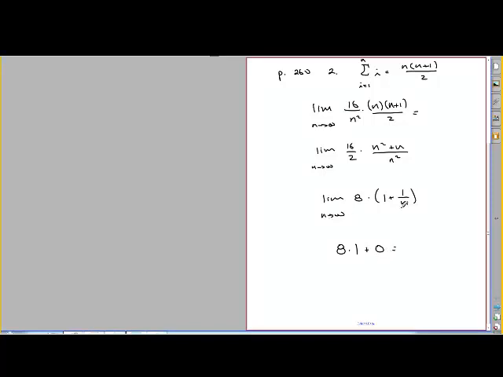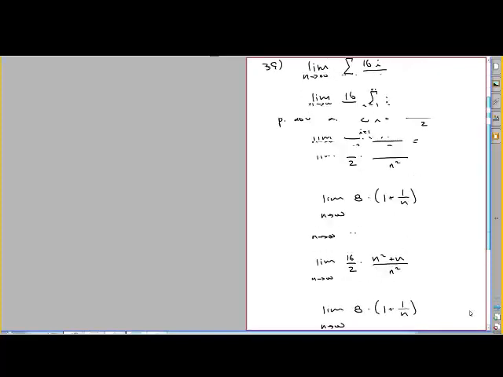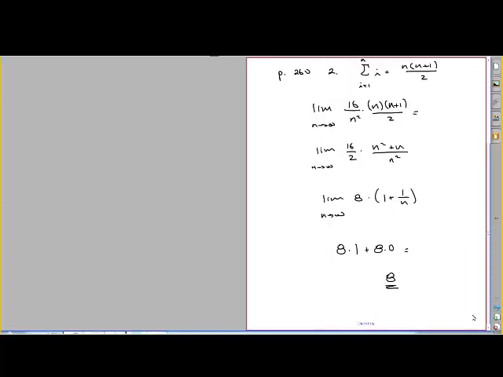When we do that limit, this 0 is from that term. This 1 is from that term. So let me just put that in there so we know where that comes from. So we have 8 times 1 and 8 times 0. And that's equal to 8. So that's the solution. That's the answer to that particular problem. And that was 39. So let me just double check to make sure that's the correct answer. Yes. Okay.